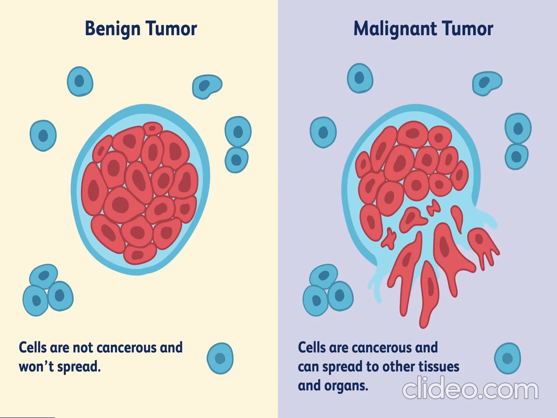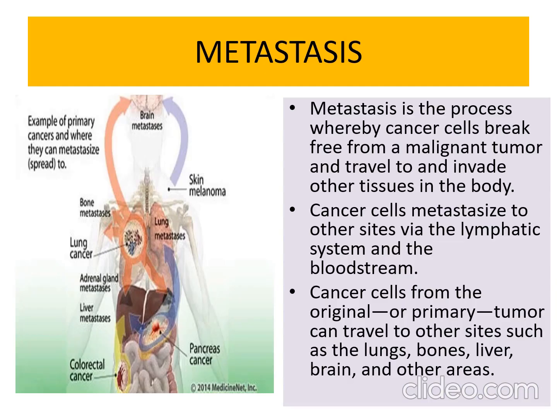Benign tumor, they are restricted to one particular site, whereas the malignant tumor, they spread, they move to the other places and cause metastasis. So what is metastasis? Metastasis is a process whereby the cancerous cells break free from the malignant tumor and travel and invade the other tissues of the body. So cancerous cells metastasize to other sites via lymphatic system or the bloodstream. So the cancerous cells from their origin, that is the primary tumor, can move to the other sites like lungs, bones, livers, brain, and other areas. This is metastasis.